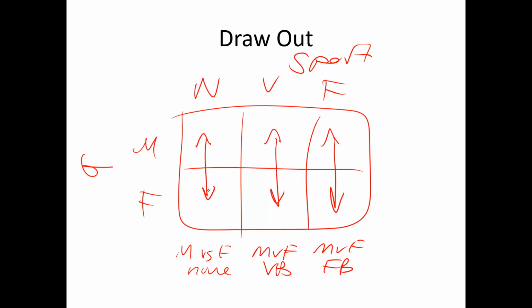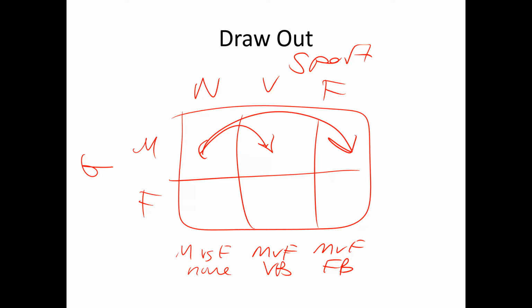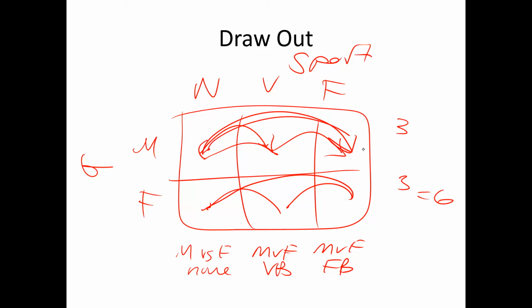Or I could compare going across. So none for just males, none to volleyball, none to football, volleyball to football, and the same for females: none to volleyball, volleyball to football, none to football. And so that would be 6 tests. 3 tests here and 3 tests here equals 6 total. So 1, 2, 3, 4, 5, 6. Compared to my 3 going down.